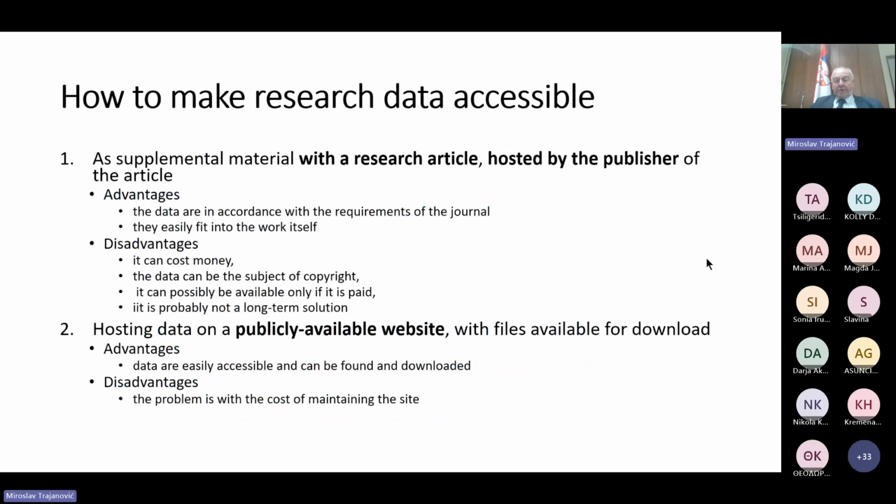So there are four ways to make research data accessible. One of the easiest is when you publish your article. In most journals, you can publish not only the content of the article, but also the associated data on which the paper conclusions are drawn. The advantage of such an approach is that data are in accordance with the requirements of the journal. They easily fit into the work itself, but there are disadvantages.